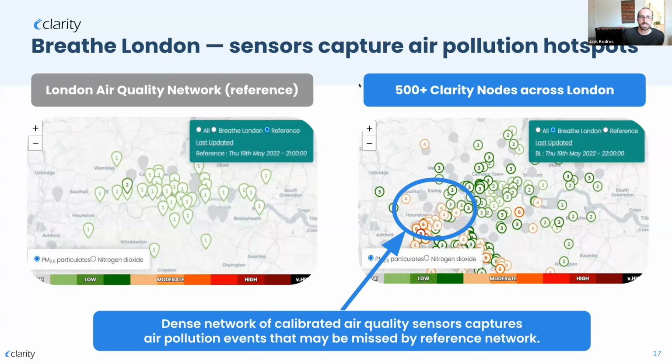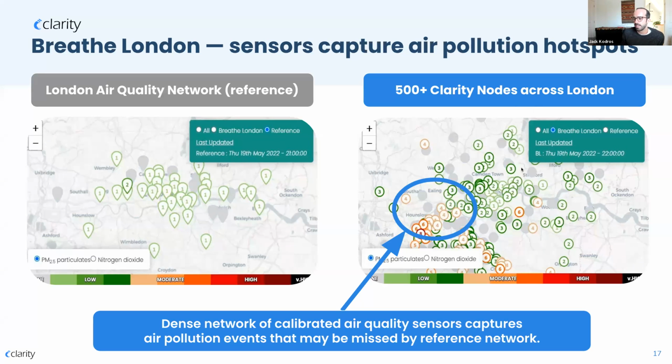A great example of this in action is the Breathe London network. This is one of our flagship projects. London actually has a great reference network. You can see this on the left. This is the London Air Quality Network. It's the traditional regulatory reference monitoring network. And you can see they have a large number of sensors in London. That's fantastic. But even this number of sensors are still missing air pollution events.